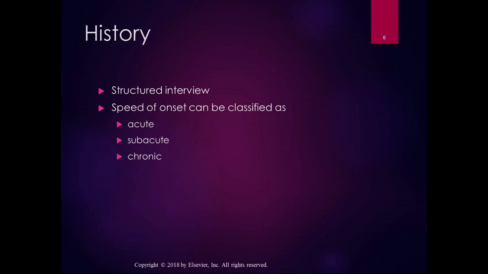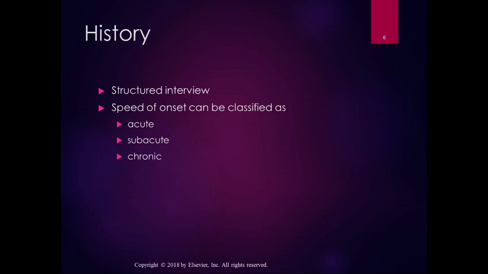Acute is something that's happened in the last week. Subacute is something that's happened in the last month. And chronic is something that's been going on for months or years, if you want to think of it that way. There are certain neurological conditions that have acute, subacute, and chronic stages.